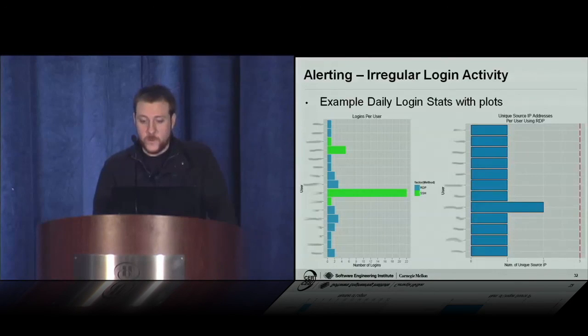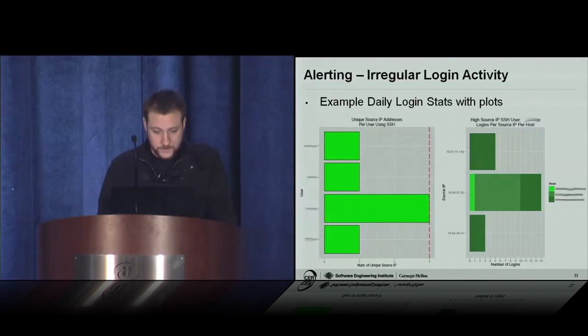The unique source IP addresses per user using RDP, which is pretty normal. That red dotted line indicates my chosen threshold at 3. If you're logging in from 3 or more machines, I might take a look at what's going on there. And then we're just seeing the unique source IPs per user for SSH. And then it'll do a graph like the one on the right for any time somebody hits that source IP threshold, and it'll tell you what host they logged into from what IPs and how many times.